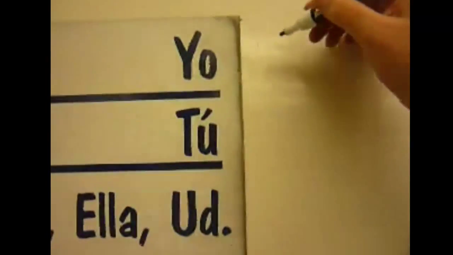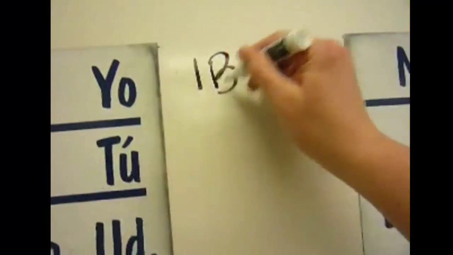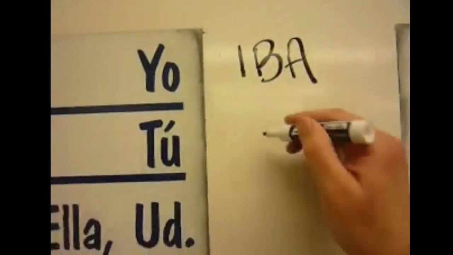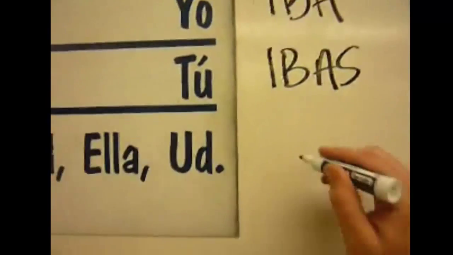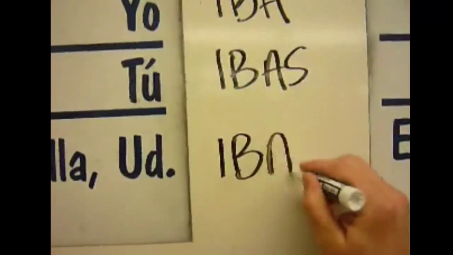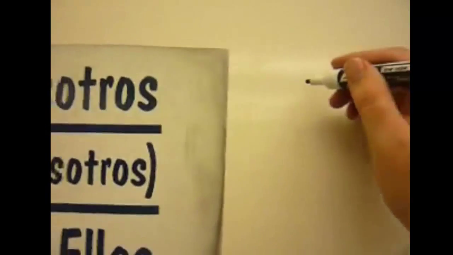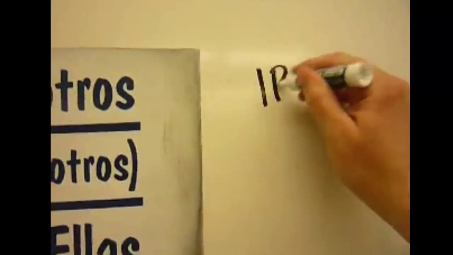Now let's get rid of these. Let's go into the imperfect. Again, imperfect: actions that repeated in the past or were going on when something else happened. Yo iba. Tú ibas. Él, ella, o usted iba. Used to go, was going. Nosotros íbamos.